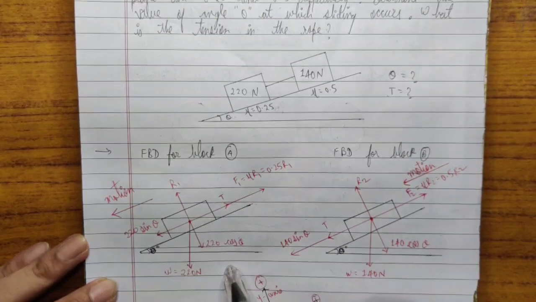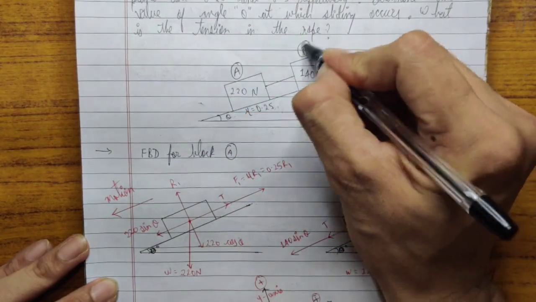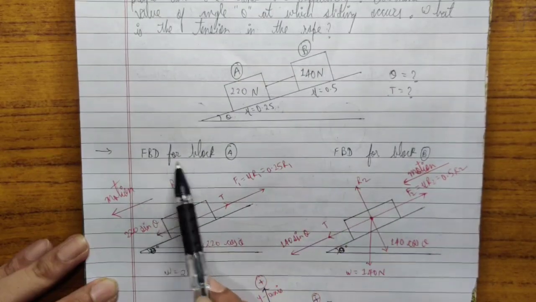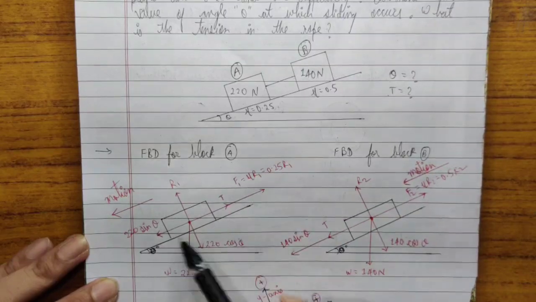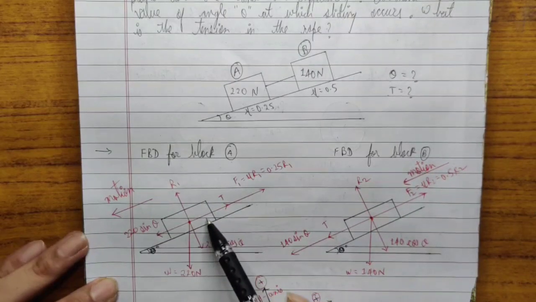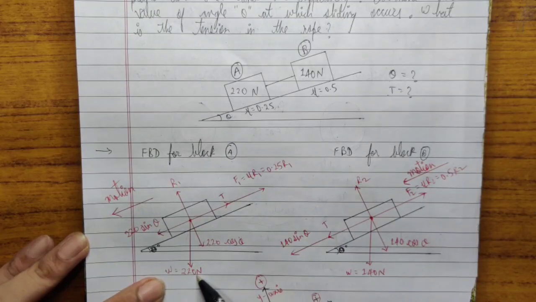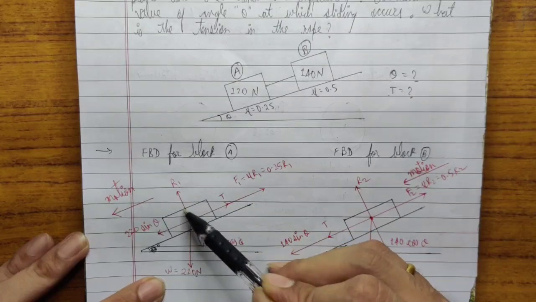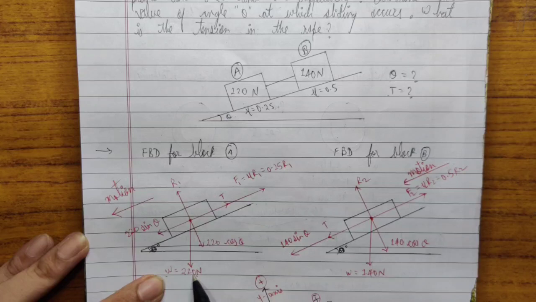Okay, so let us see. Suppose this is the block A and this is block B. First we'll draw the free body diagram of A and then B. So this is the free body diagram for block A and this is the free body diagram for block B. For A, this is our block. The weight will be acting vertically downward, which is 220 Newton, and the reaction force will be acting in the direction perpendicular to this inclined plane. So it is R1.